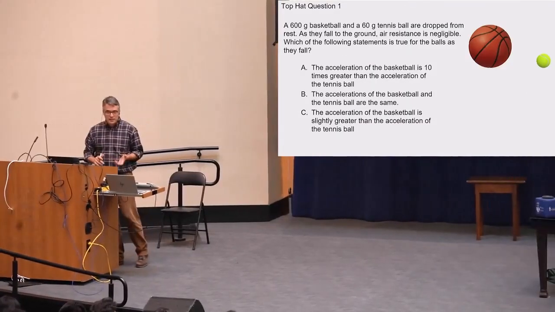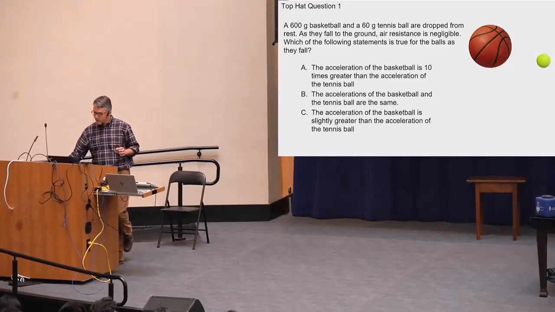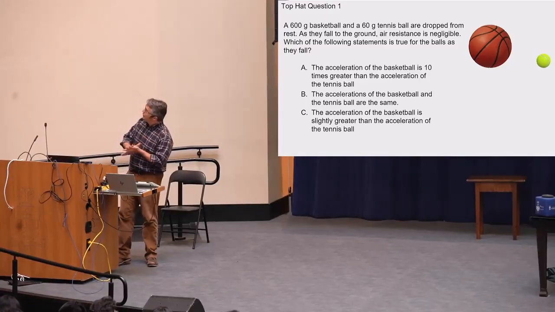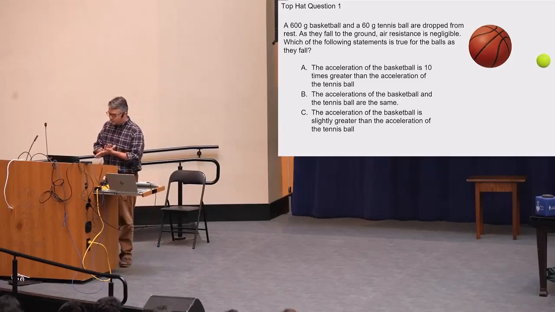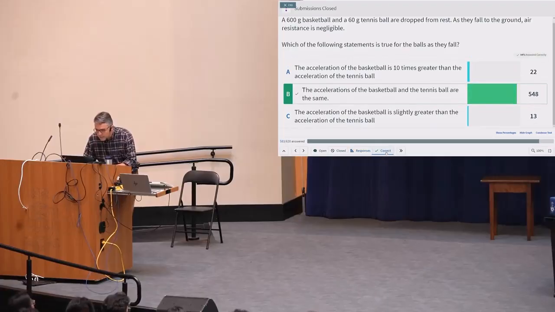Pretty straightforward. You've got a 600-gram basketball and a 60-gram tennis ball dropped from rest. As they fall to the ground, assume air resistance is negligible. If that's the case, which of the following statements is true for the balls as they fall? The accelerations of the basketball and the tennis ball are the same. It's at 9.8 meters per second squared again.